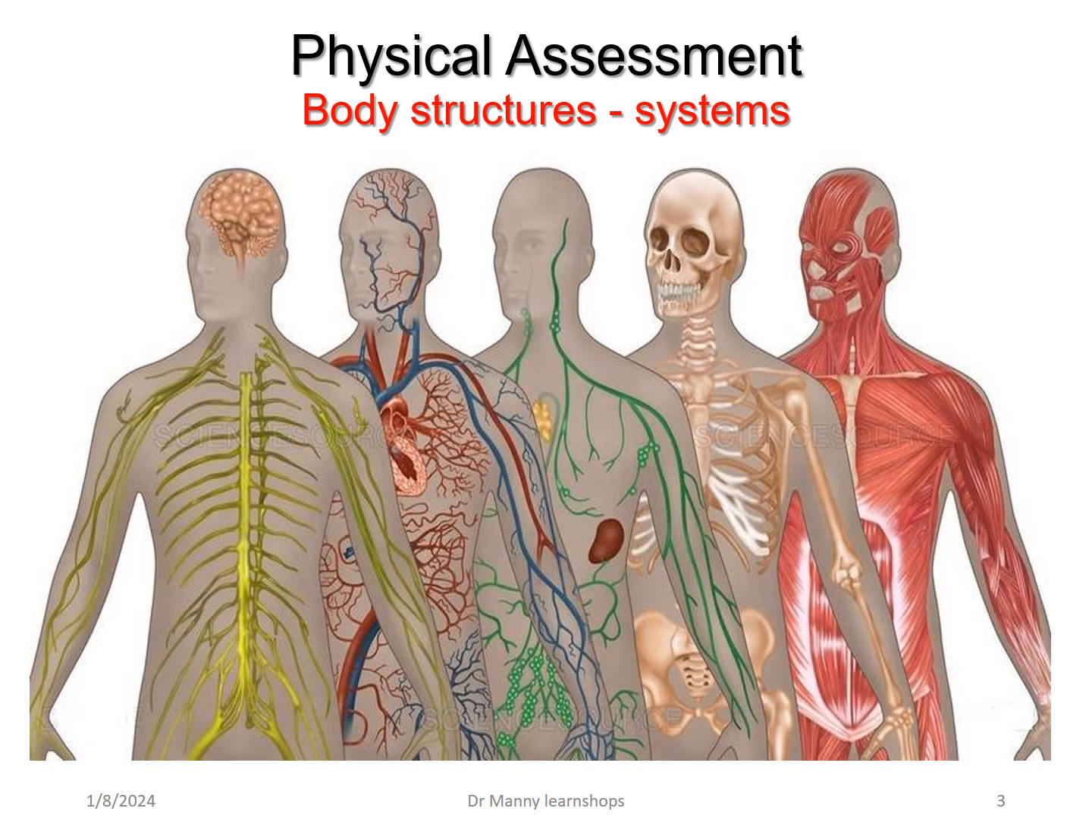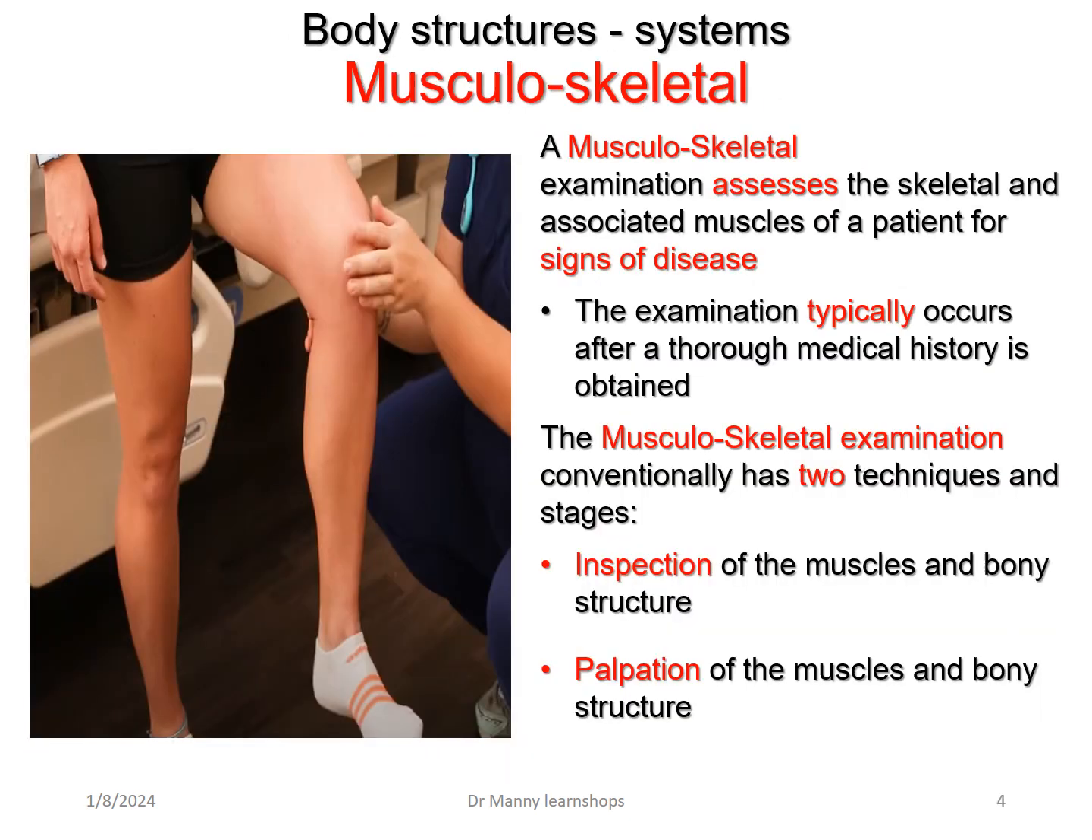So when we look at the assessment of the musculoskeletal system, the musculoskeletal system essentially assesses the skeleton, the bony structure, and the associated muscles. And we're looking for signs of disease. And typically, the examination occurs after the history has been obtained, as with all the sessions that we've had. Now, when you do a musculoskeletal examination, conventionally, there are two main techniques that are used, which is inspection and palpation.